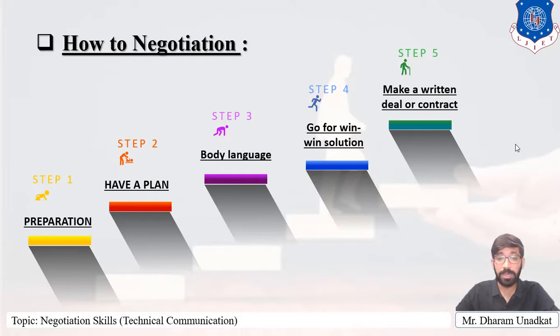Also observe the body language of the other party. If you negotiate and the other party leans forward, you can say that the other party is interested in the negotiation. You can tell exactly at which point the other party is comfortable and at which point he or she wants to say no. You have that strength of judging, if you are able to observe the body language minutely.